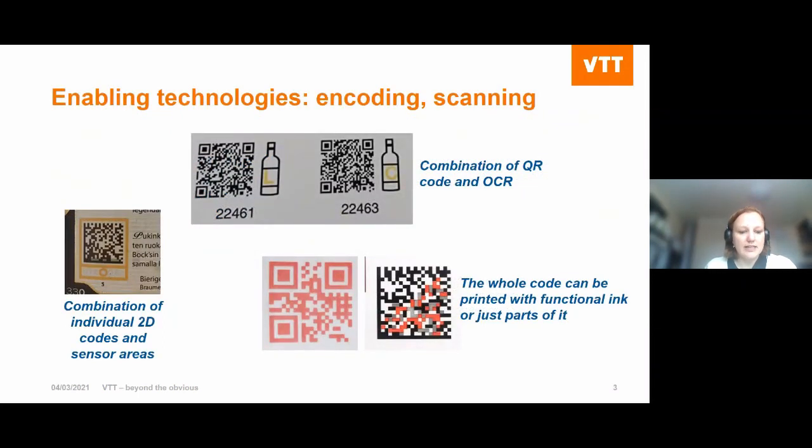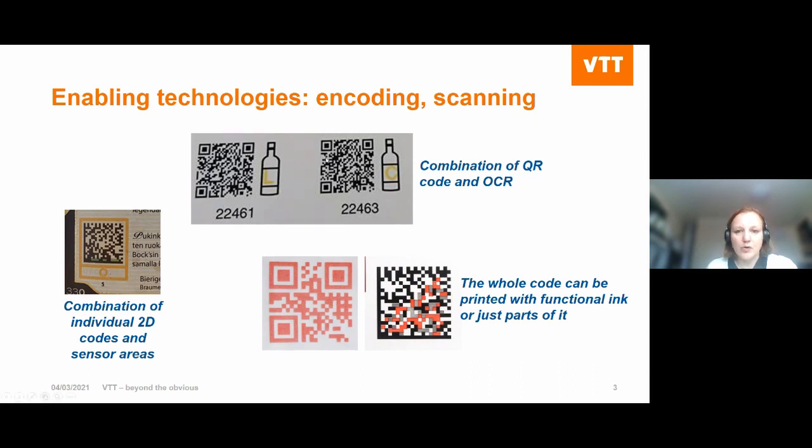On the technological side, there are several options to combine two-dimensional barcodes and functional inks. Functional inks are inks that react to changes in environmental conditions with a visual color change. One option, like in the picture on the left, is that there could be specific sensor areas, such as the green bar in that picture, integrated into the code. Another option, at the bottom right corner, is that the whole code is printed with a reactive ink, making it visible only at certain conditions, or some parts of the code can be printed with color-changing inks.